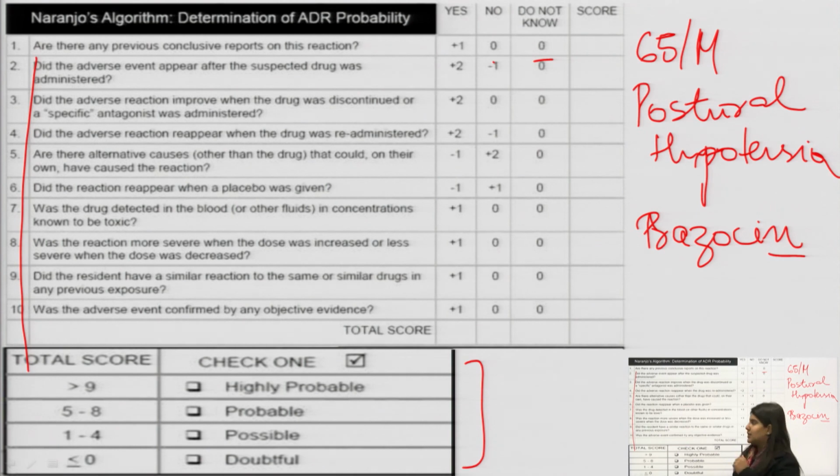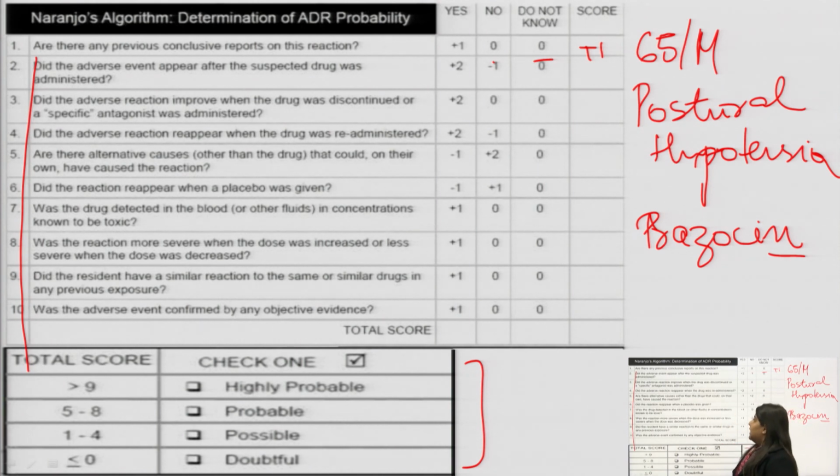The first question is, are there any previous conclusive reports on this reaction? Do I know that prazosin has the habit of causing postural hypotension? Yes, that has been well established and well written that prazosin does cause postural hypotension. So the answer is yes. For a yes answer, I have to put +1 here. Now moving on to the next question.